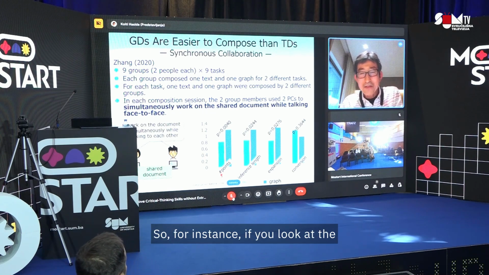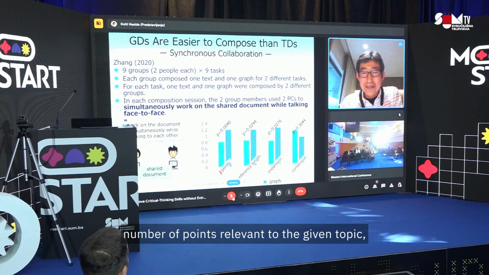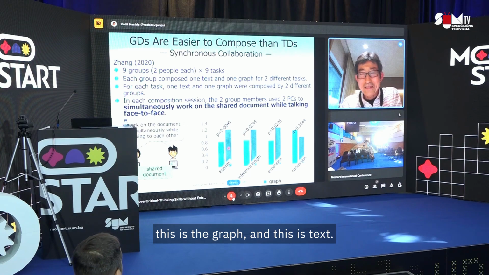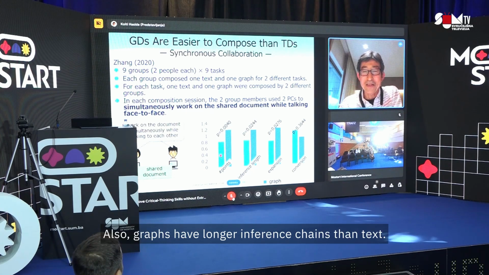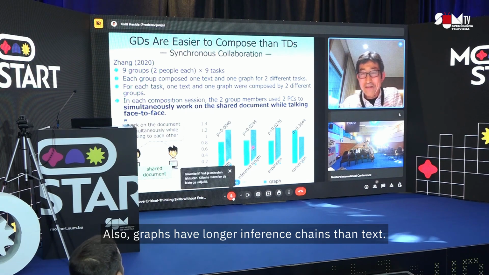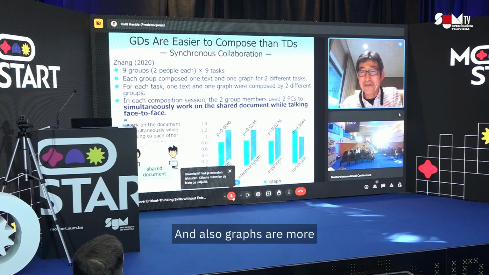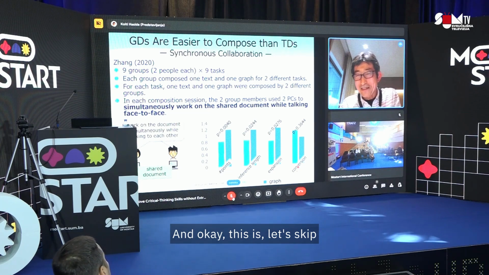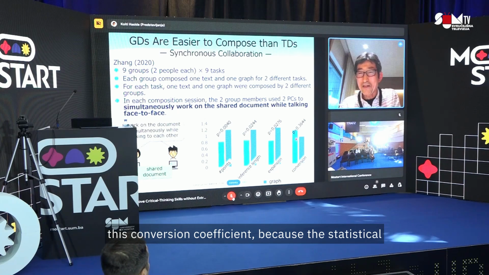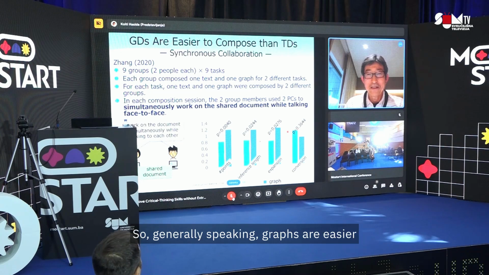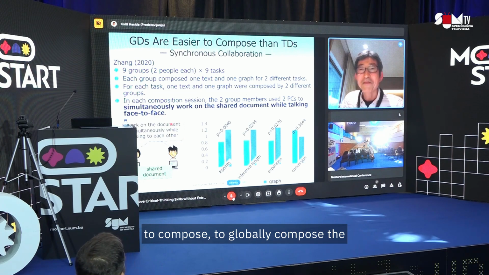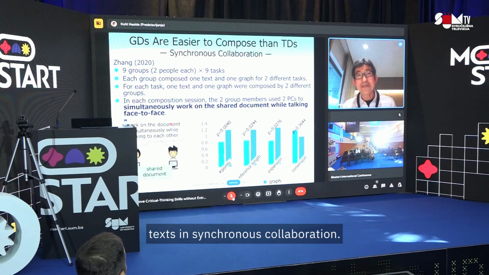For instance, if you look at the number of points relevant to the given topic, this is the graph and this is text. Graphs tend to have more relevant points than text. Also, graphs have longer inference chains than text, and graphs are more expanding than text. Let's skip this conversion coefficient because the statistical significance is not very high. So generally speaking, graphs are easier to compose collaboratively than text in synchronous collaboration.